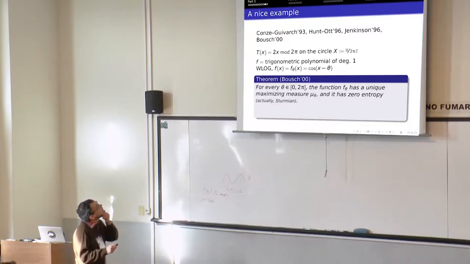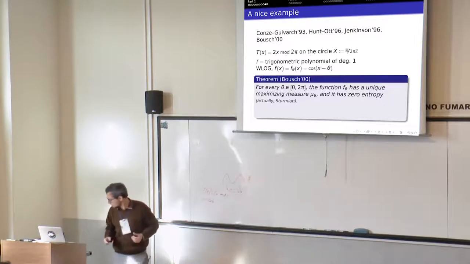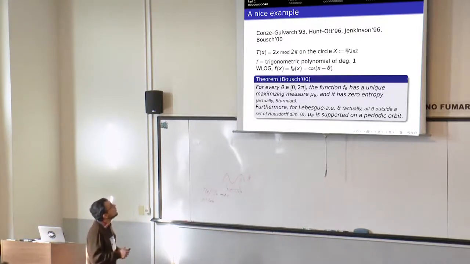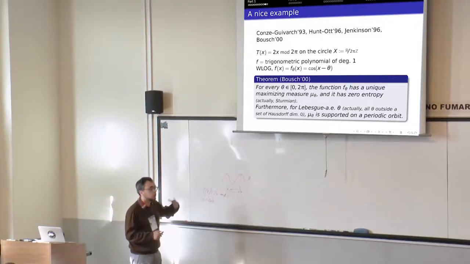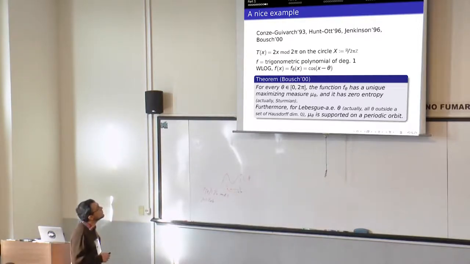This was proved by Thierry Bousch: for every choice of this parameter theta, this cosine function has a unique maximizing measure. So it's for every parameter, which is very strong. And this maximizing measure always has zero entropy. It has a very precise description, it's something called a Sturmian measure. These Sturmian measures include some periodic measures, measures supported on periodic orbits, not all of them, some specific ones.